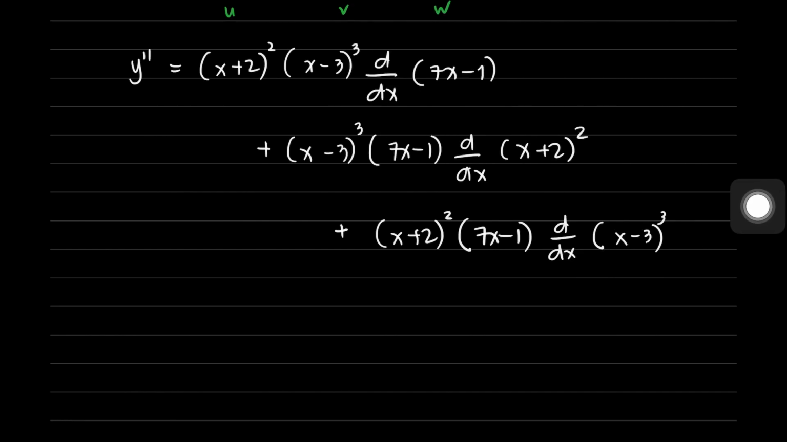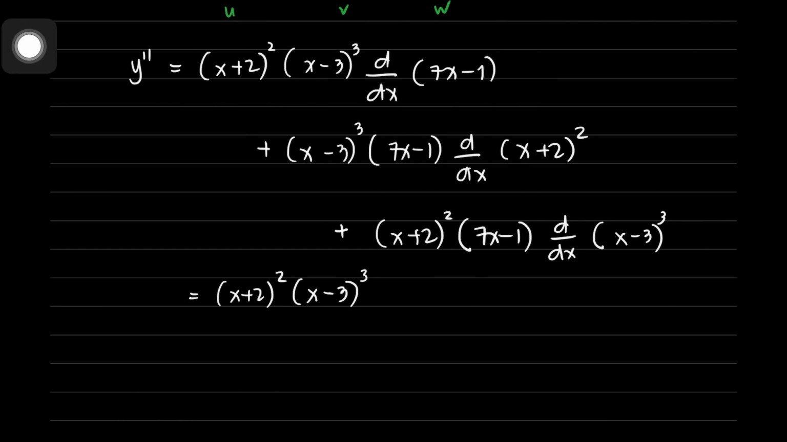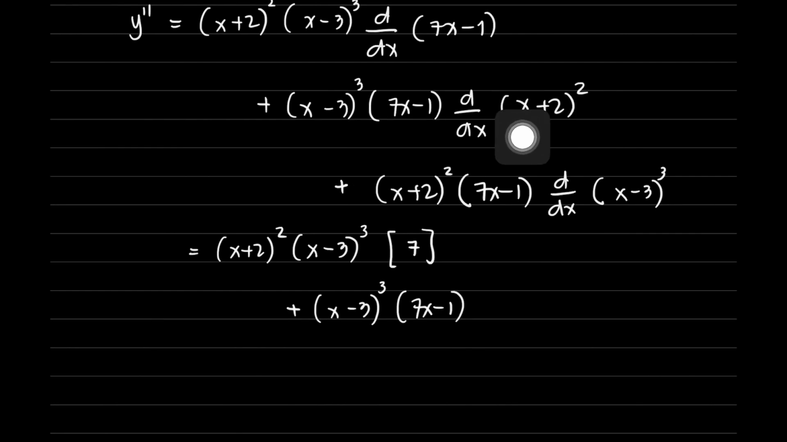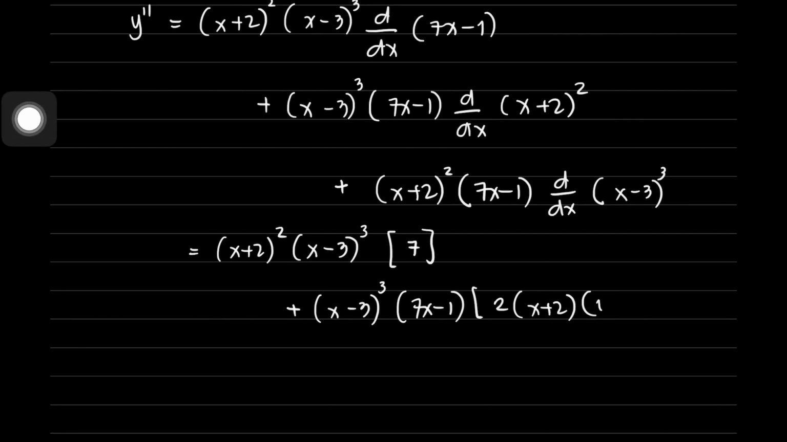expression. Right? So y double prime is now equal to (x + 2), let me just rewrite that one, (x − 3)^3. And the derivative of this one is now 7, because the derivative of 7x is 7, and the derivative of negative 1 is 0. Right? So for this term, that is now plus (x − 3)^3 multiplied by (7x − 1), and the derivative of (x + 2)^2 would be 2(x + 2) multiplied by the derivative of x + 2, which is equal to 1.